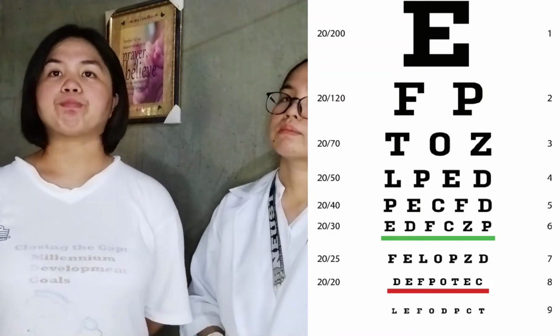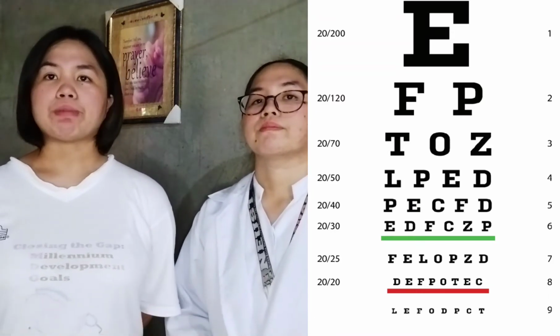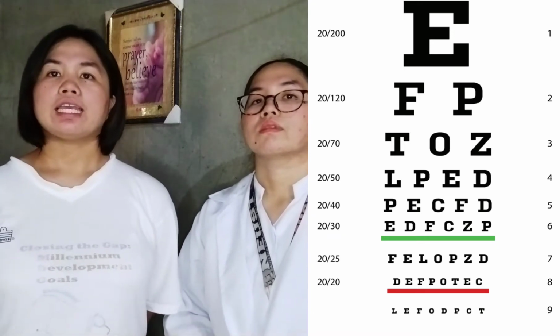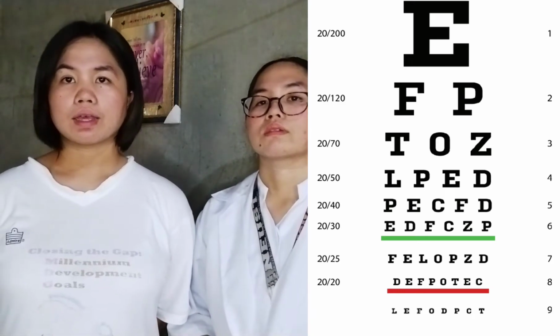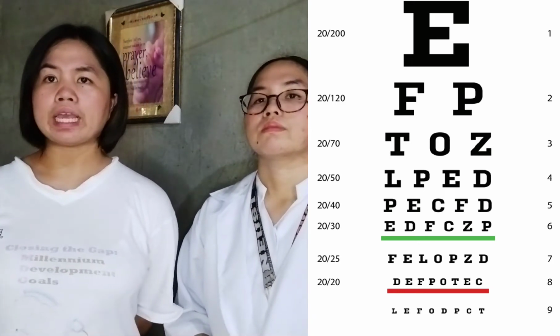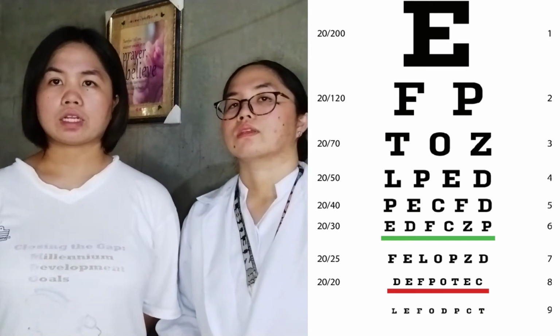For the cranial nerve number 2, optic, ask the client to read the Snellen chart. Ma'am, I want you to read that chart, every line, and whenever you're ready, you can start to read. E F P T O Z L P E D P E C F D E D F C Z P F E L O P Z D. I can read the other line.